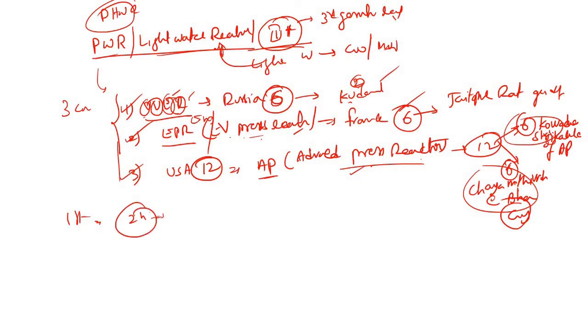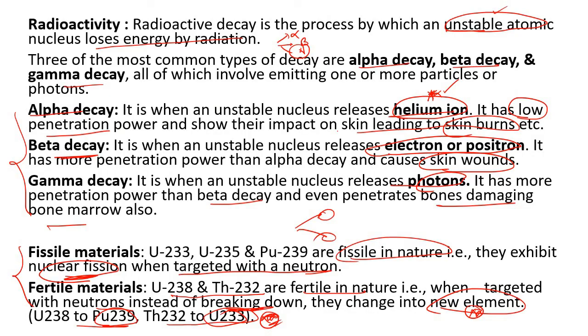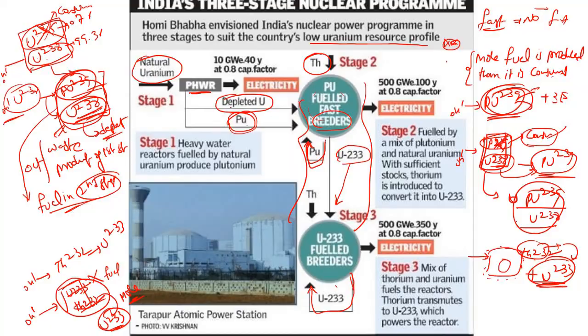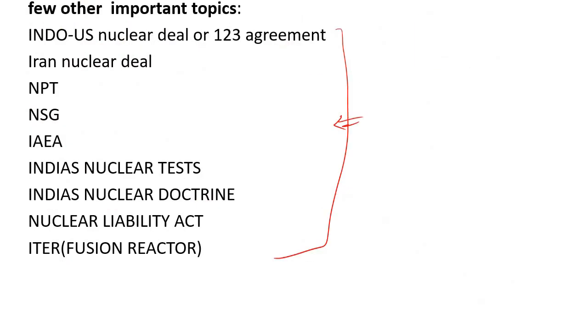Okay, I hope you understood what the nuclear energy program of India is, what the stages are, and why we go on for 3 stages, all these things. So now let's briefly go through these subtopics. I just want to give an introduction. The Indo-US nuclear deal happened in 2005 between India and USA.